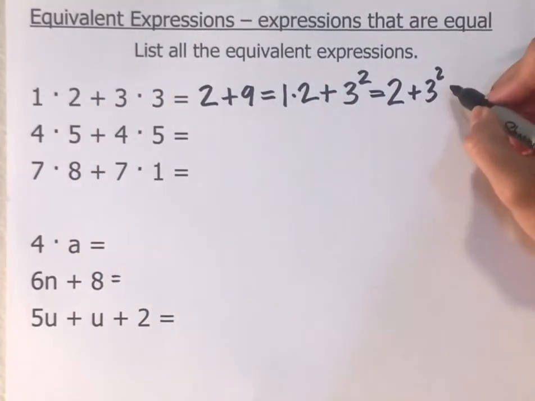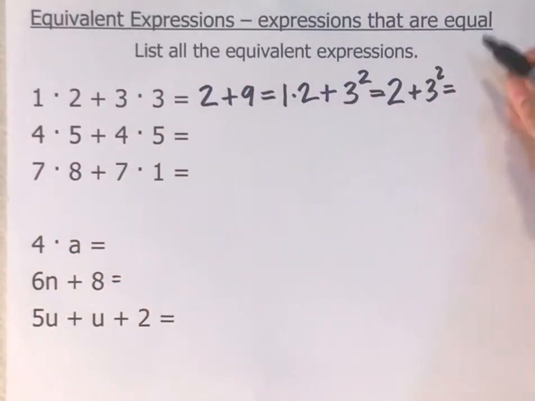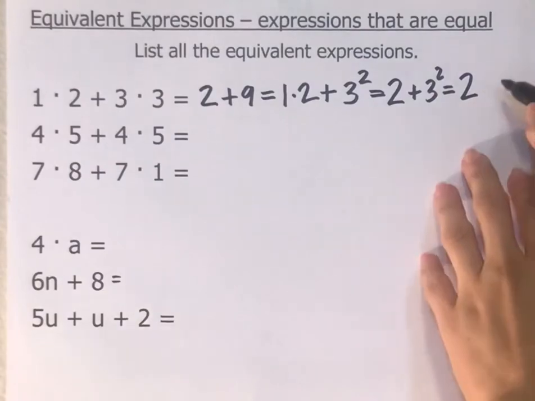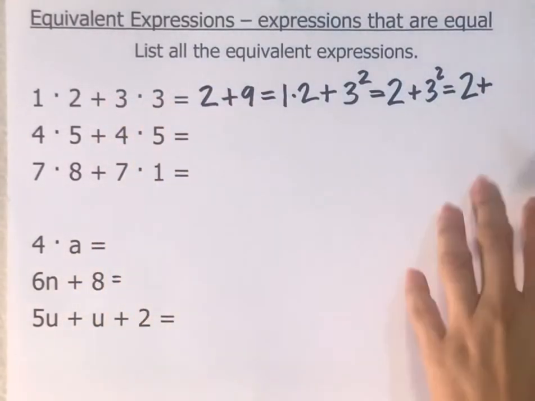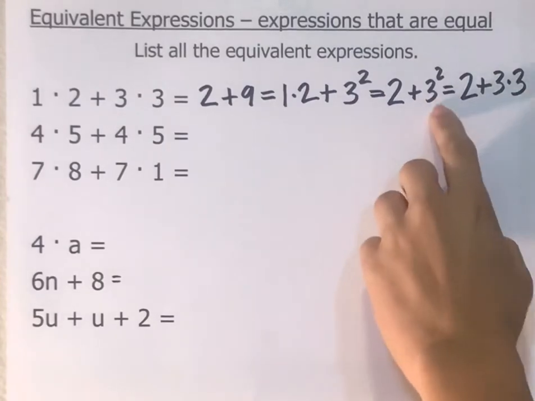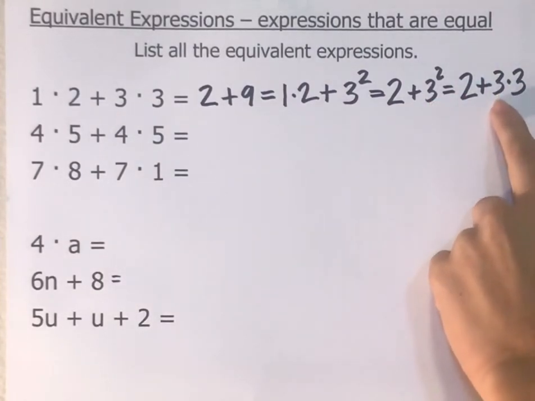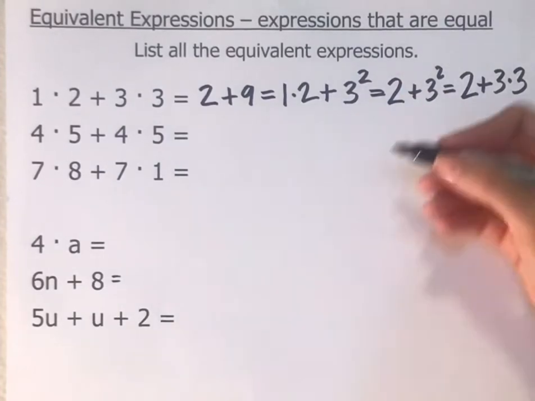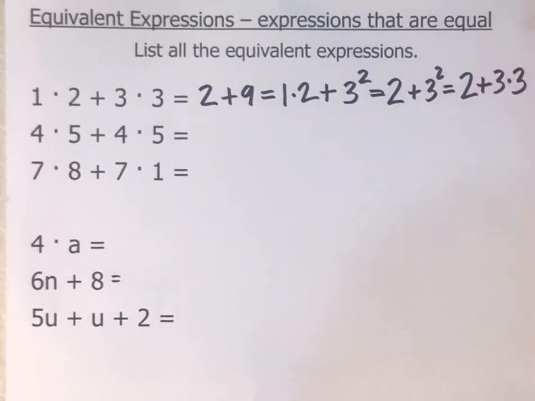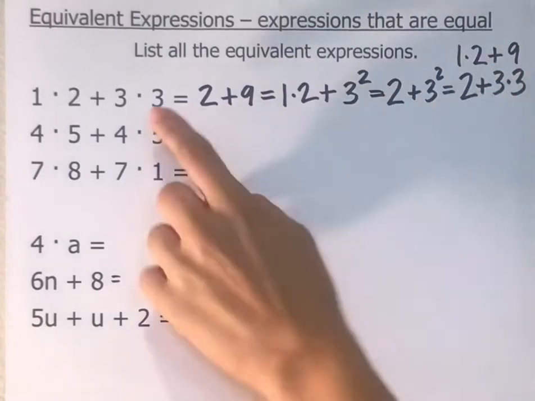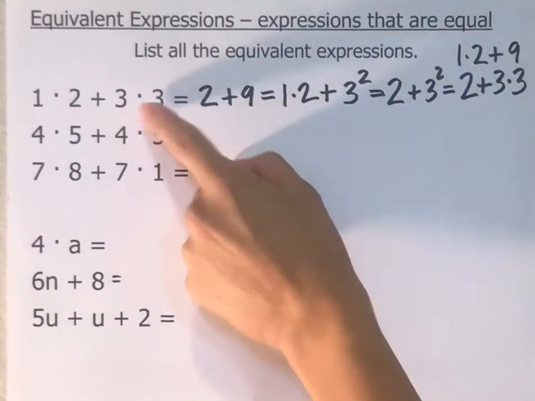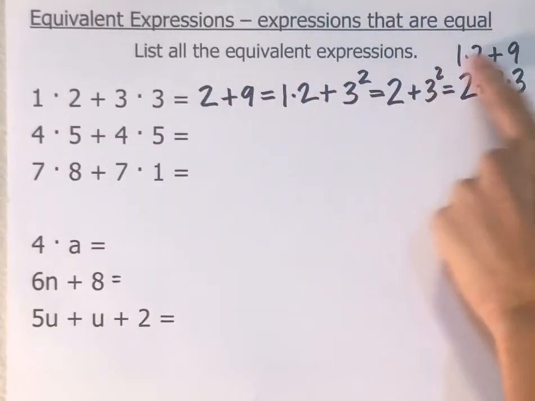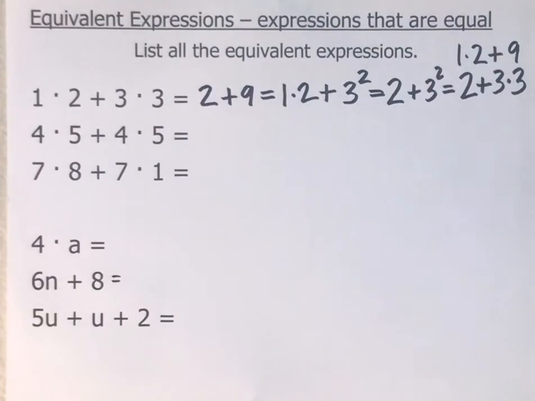Another one that we could do is spread this out again, so we could do 2 times 1 is 2, plus, and then I could do 3 times 3 on this side, where I leave the exponent alone and just write it out as 3 times 3. And then another one, probably the last one I could squeeze up here, is 1 times 2 plus 9. That would also represent this, because again, I have 1 times 2, and then 3 times 3 is 9. So these would all be equal to that original expression.